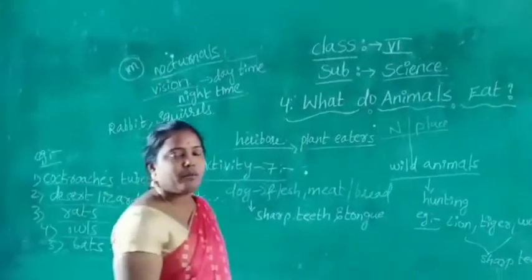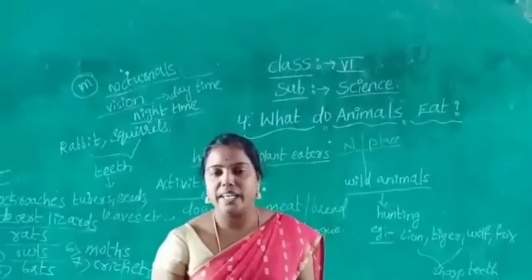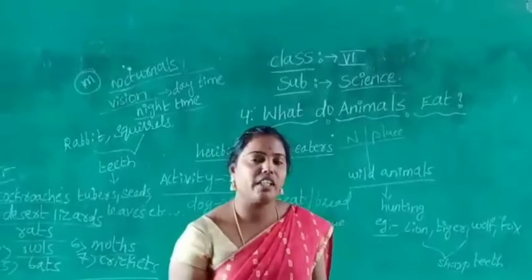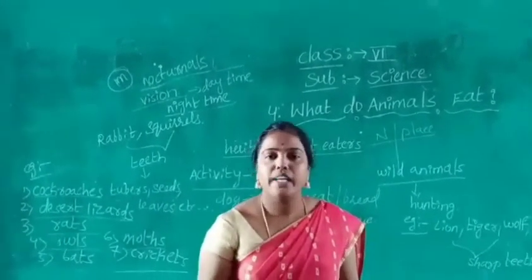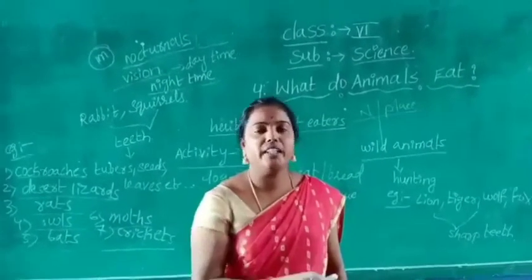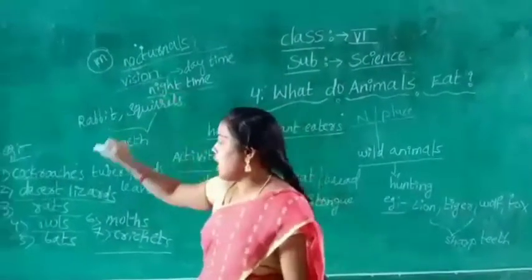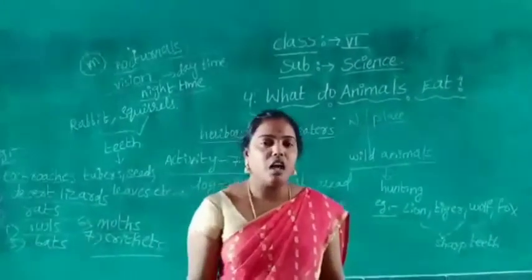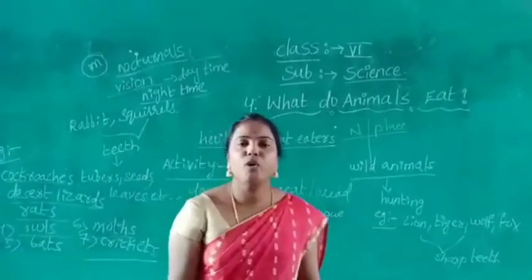These animals come outside only in the night time because their eyes work very sharply. So at night time only they can search for food and take food. But in the daytime, due to more sunlight, they hide in very dark places. These are called nocturnals and these are the examples of nocturnals. Okay children, this is today's class. Hope you understand this video.